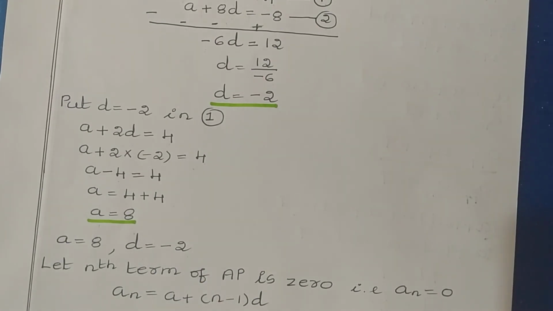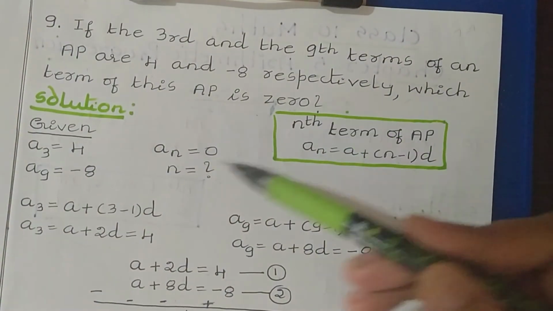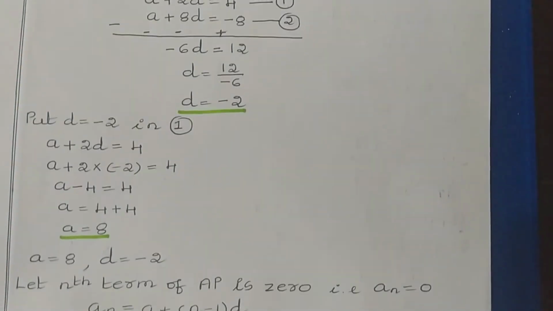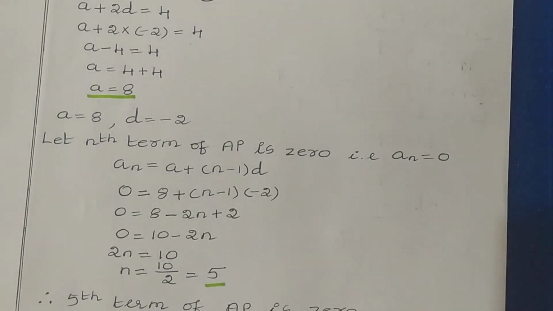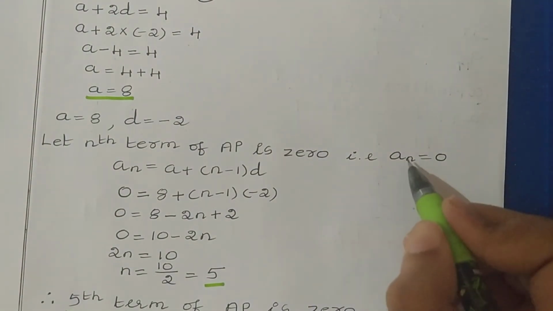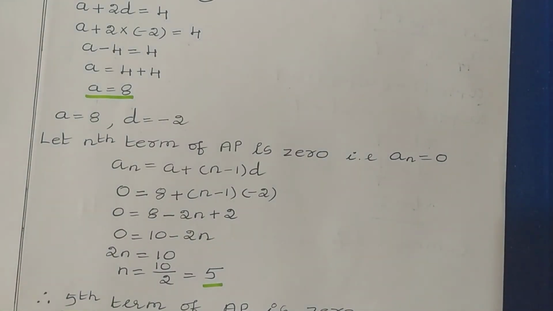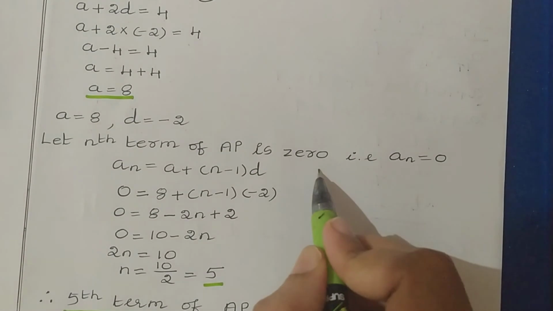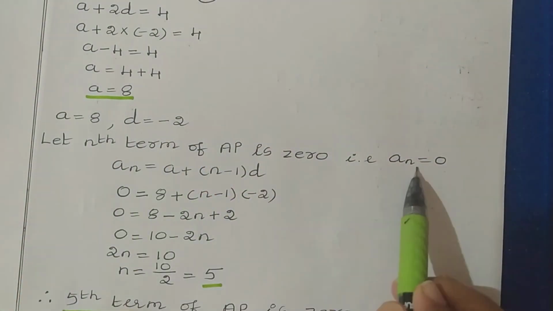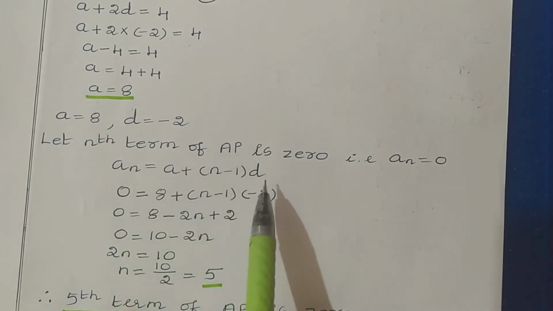And also in the question they have given which term of this AP is 0. Means an is 0 here and the n value we need to find. So that's why let us say that the nth term of the arithmetic progression is 0. So that means an is equal to 0. First here we are making the assumption that the nth term of the arithmetic progression is 0. That means an is 0. So we know these values. Just substitute these values in the formula, an is equal to a plus n minus 1 into d.